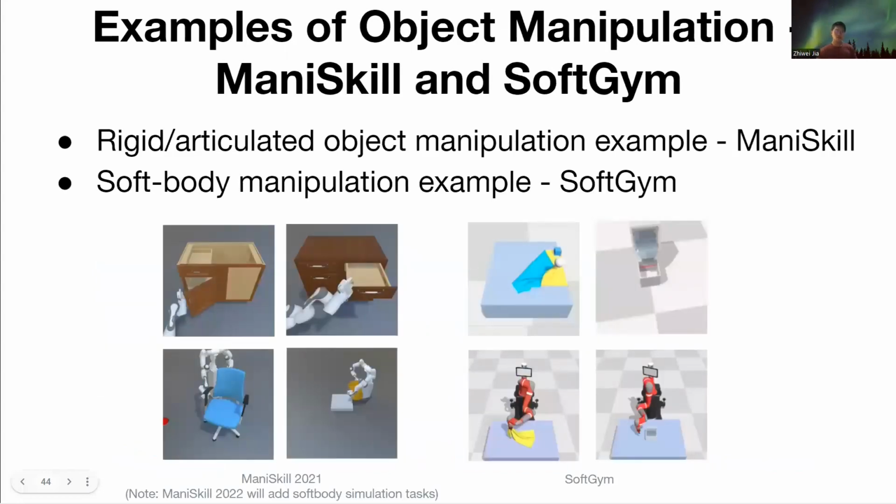The agent needs to understand the question correctly, find the car first, and then answer the question. We give two examples of object manipulation, including ManiSkill 2021 and SoftGym. ManiSkill 2021 contains tasks for manipulating articulated objects, such as opening a drawer or moving a chair to a specified position. On the other hand, SoftGym focuses on soft body manipulation, including folding a piece of cloth or pouring water. Notice that in ManiSkill 2022, we will actually add some of the soft body tasks.